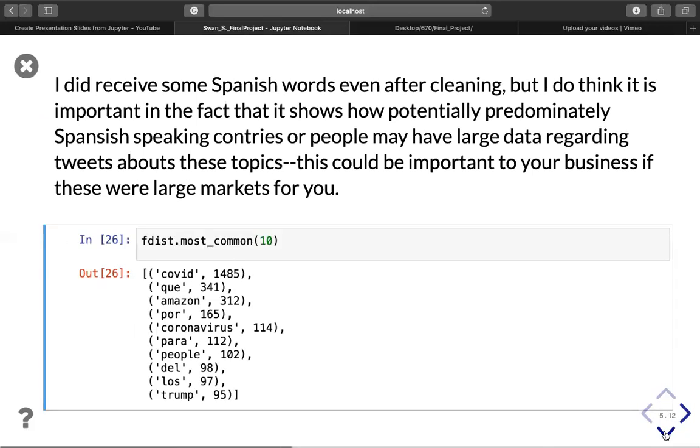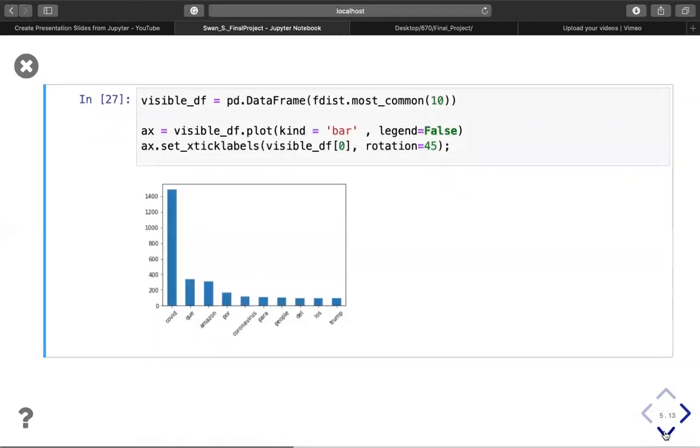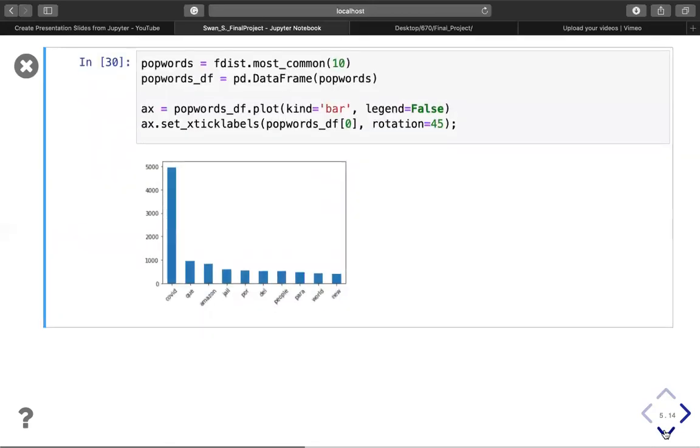I did receive some Spanish words, just looking at the most common. I don't necessarily think this is bad data just because it has Spanish words in it. It is a global pandemic. If you were a global business that dealt in international markets, this could be really useful for you. Clearly, predominantly Spanish-speaking countries, maybe, or people are passionate about this. And you could use that if your business dealt with that in any kind of way.